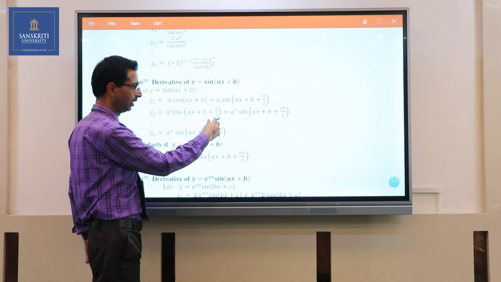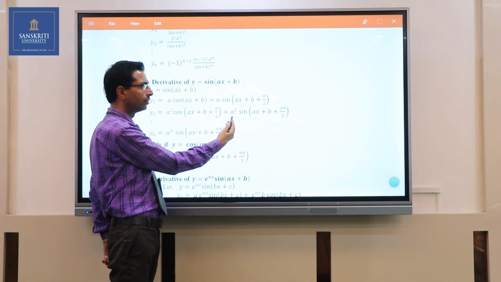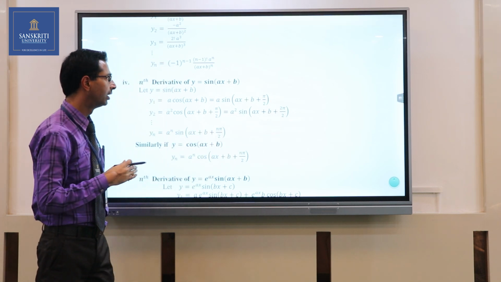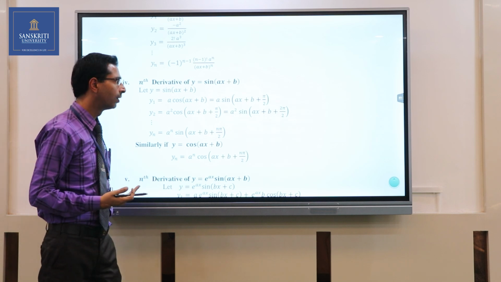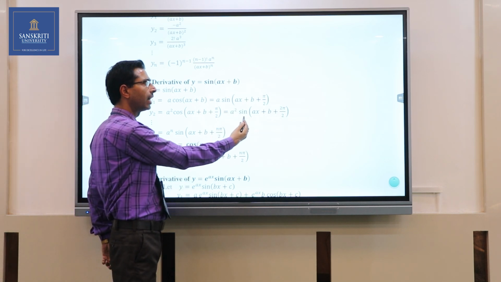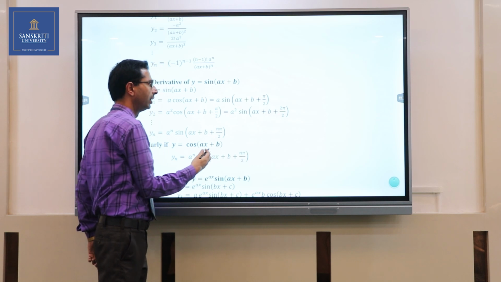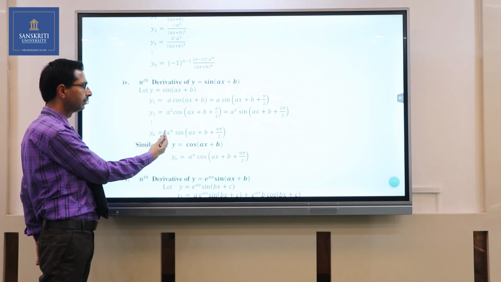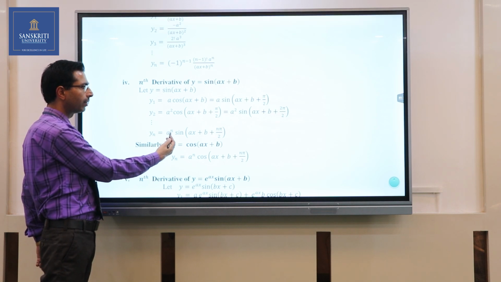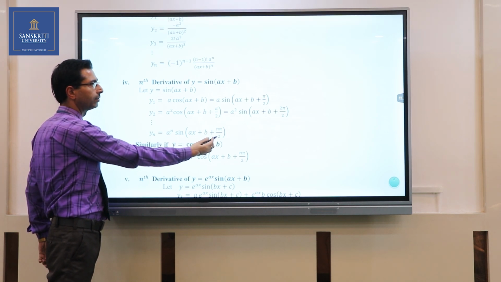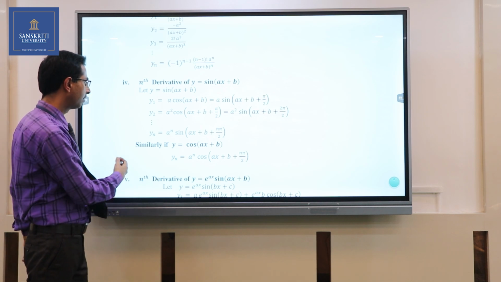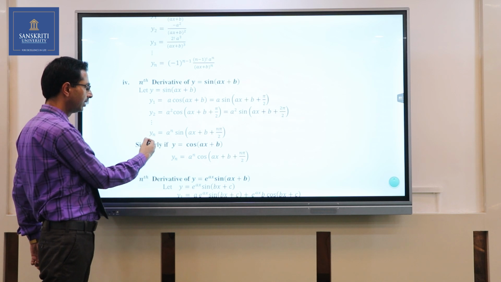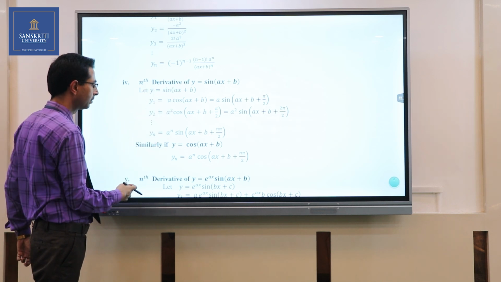And then the third derivative is a cube sine (ax plus b plus 3 pi by 2). And we find y4, the fourth derivative, which is a to the power 4 sine (ax plus b plus 4 pi by 2). And similarly we find the nth derivative: yn is equal to a to the power n sine (ax plus b plus n pi by 2). Is it clear? Then similarly, we find the value for y equal to cos ax plus b. This derivation is similar to sine ax plus b.